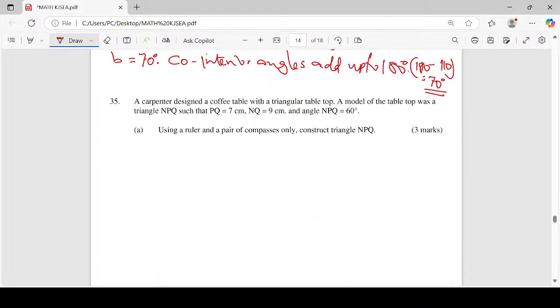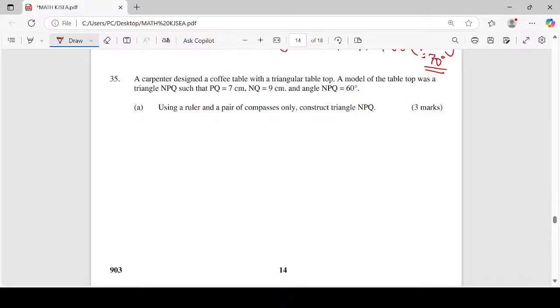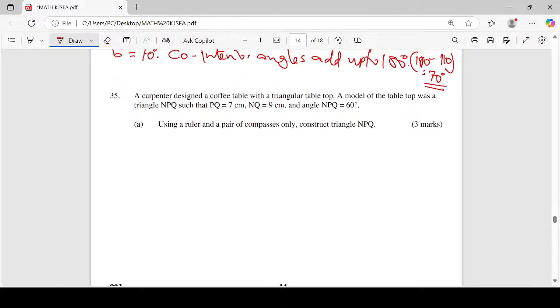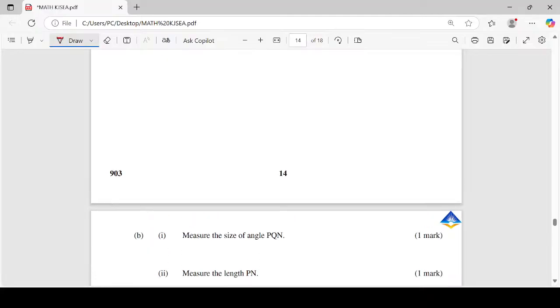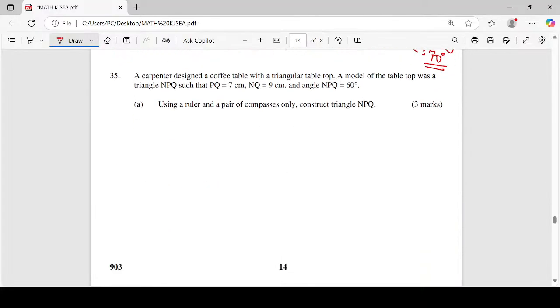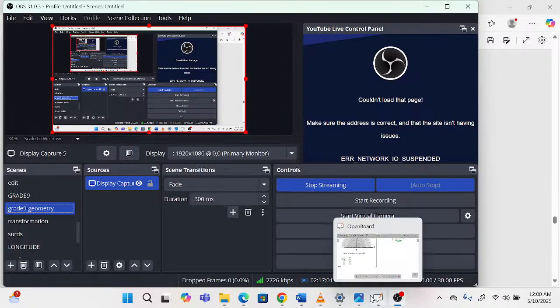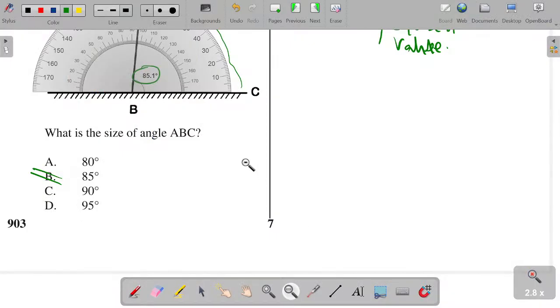Let's look at question 5. Question 5 is a question on geometry, and I don't want to skip anything in this paper because it's a good paper. Let's go and shift into geometry and have a look at that question. You'll just allow me to do the shifting.